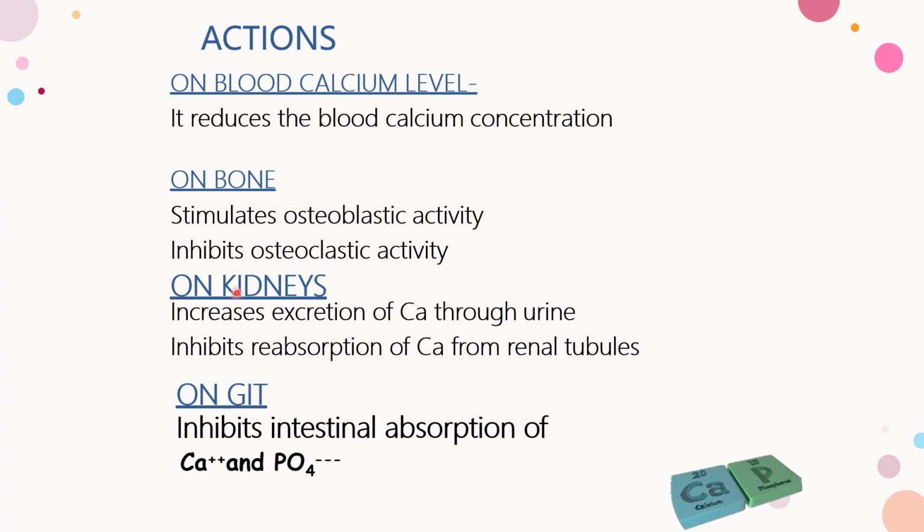So on kidneys, the point to be noted is calcitonin escape. That is, injection of calcitonin produces hypocalcemia mainly by anti-osteoclastic activity, but this anti-resorptive action begins to wane within hours. That waning of the effect of calcitonin is called calcitonin escape, which is because of rapid downregulation of calcium receptors. And on GIT, it inhibits intestinal absorption of calcium and phosphate.